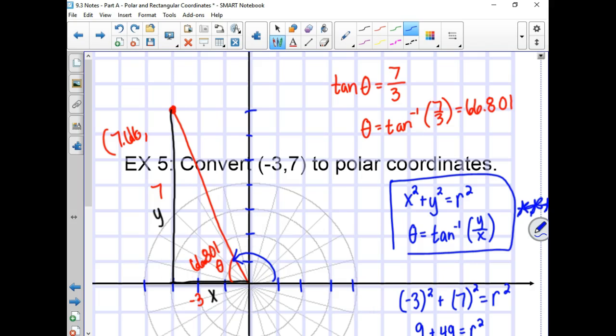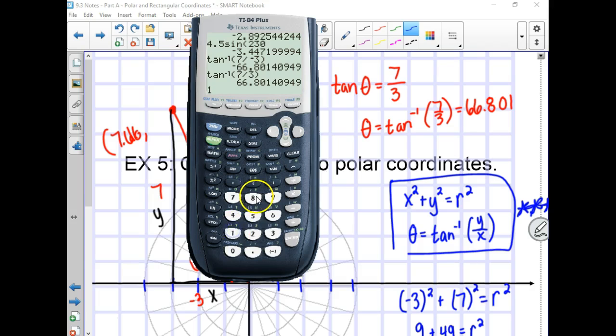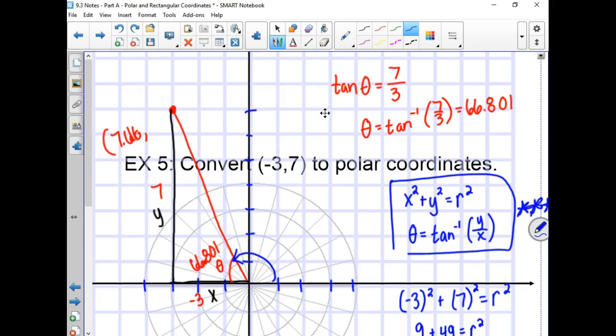Subtract from 180. So if I do 180 minus that angle, I get 113.199. And that looks better. That is in the second quadrant. That looks like the right angle.